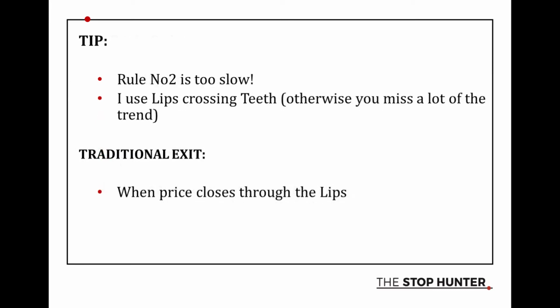And a little tip to get us going, remember rule number 2 about it crossing through the other 2. Well, to me that is too slow. So what I do is I use the lips crossing the teeth, otherwise I find you miss a lot of the trend. So important tip there. And how do we get out of the trade? Well, the traditional exit is when the price closes through those lips. So with all of that lot, we've got a bit of background now. Let's see how we can put this onto our charts.